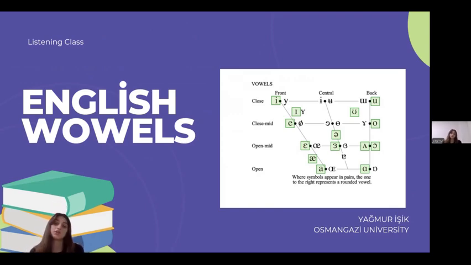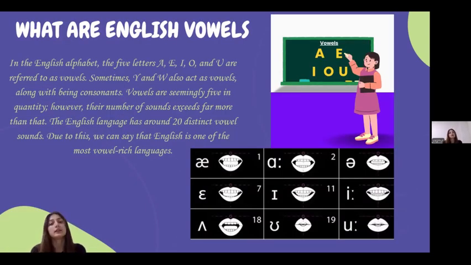What are English vowels? In the English alphabet, I will read it by the way in this slide, the five letters A, E, I, O, and U are referred to as vowels. Sometimes Y and W also act as vowels, along with being consonants. Vowels are seemingly five in quantity. However, their number of sounds far exceeds that. The English language has around 20 distinct vowel sounds. Due to this, we can say that English is one of the most vowel-rich languages.